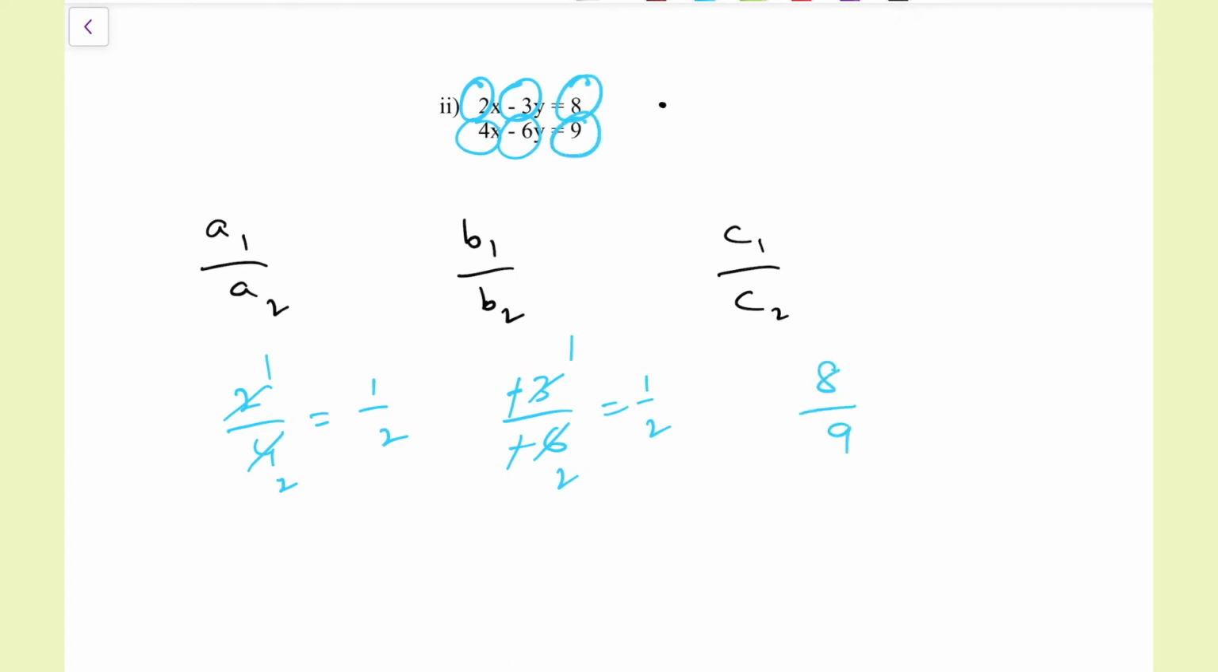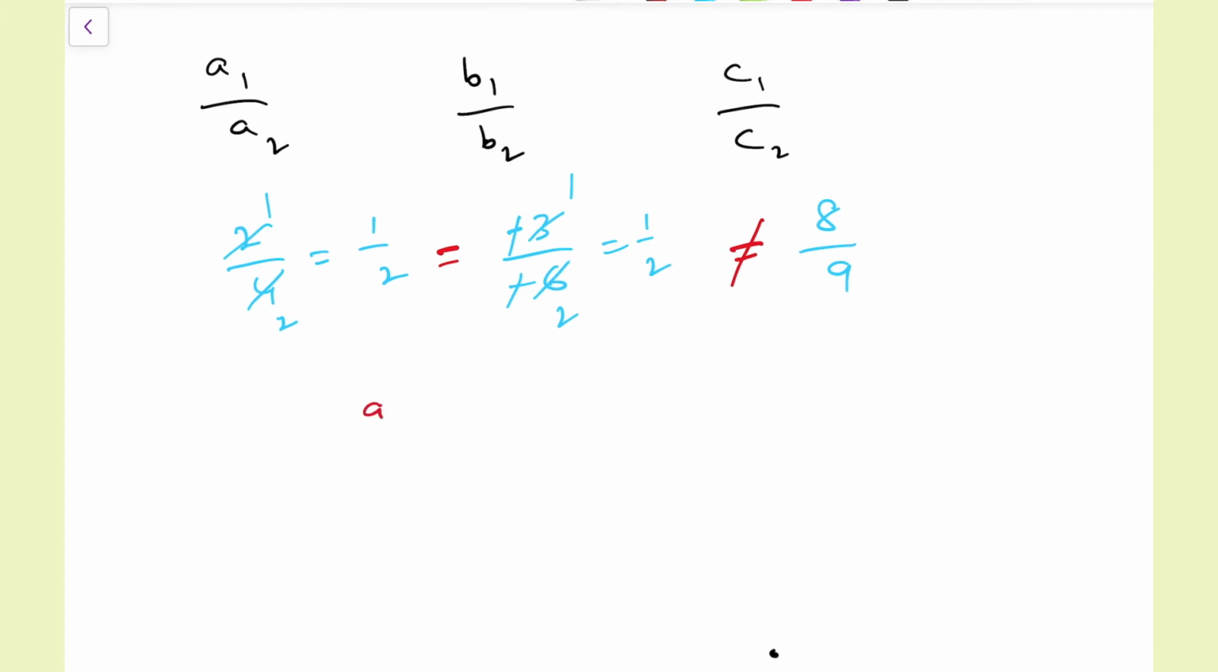Now if we observe, 1 by 2 equals 1 by 2, but it is not equal to 8 by 9. So a1 by a2 equals b1 by b2, but not equal to c1 by c2. This condition is for parallel lines. Parallel lines mean no solution. So this is an inconsistent pair.